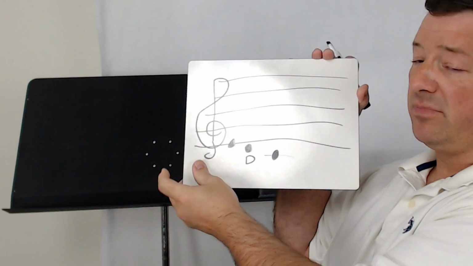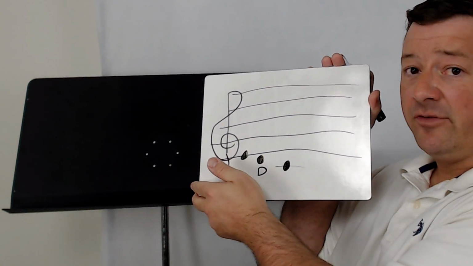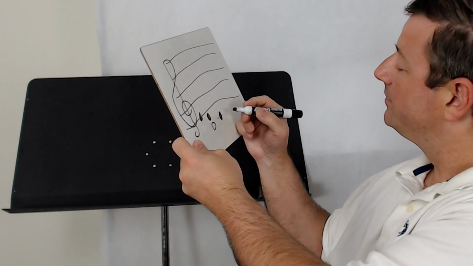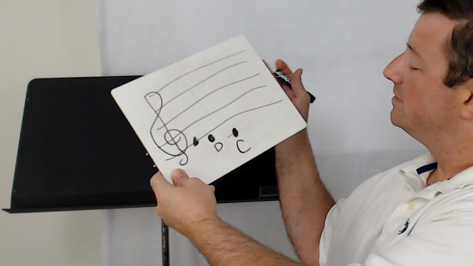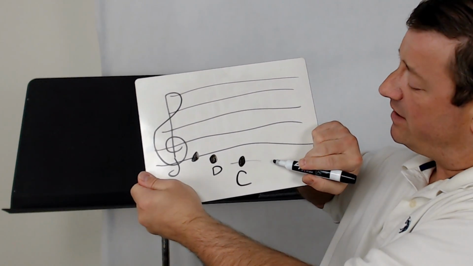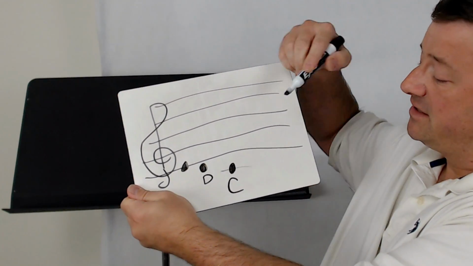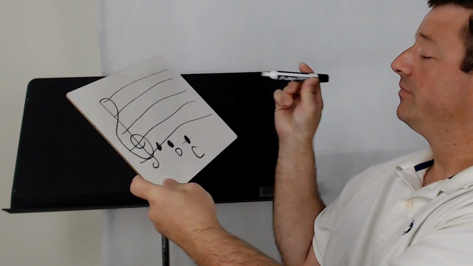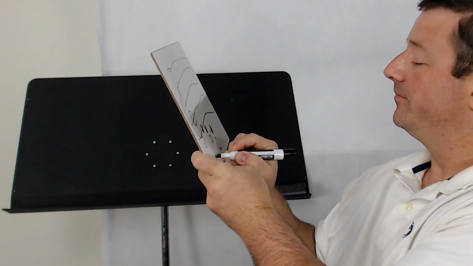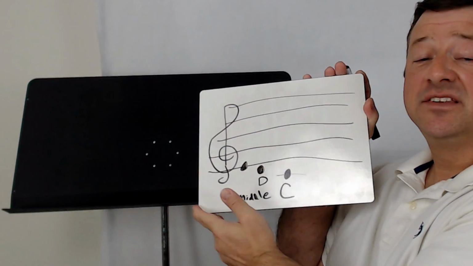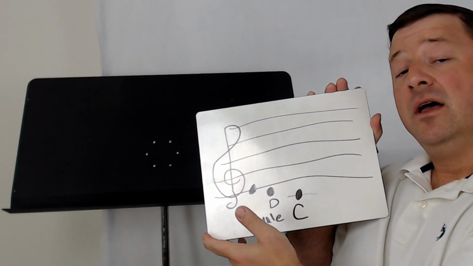So what's the letter before D in the alphabet? C. So that's the note C. And that's a special note because we call that note middle C. The C that's just below the staff in the treble clef, we call that middle C. Because that's where the center of the piano is, on middle C.